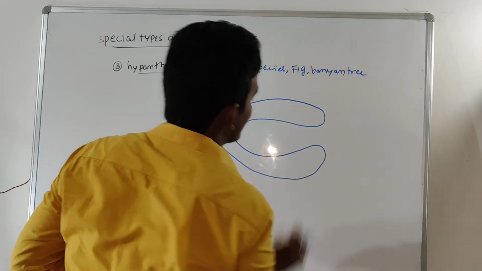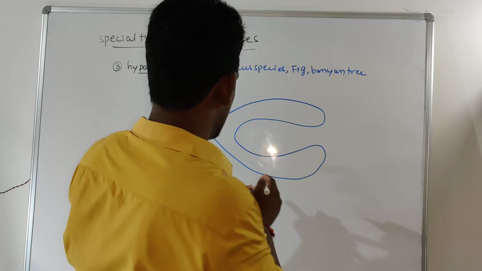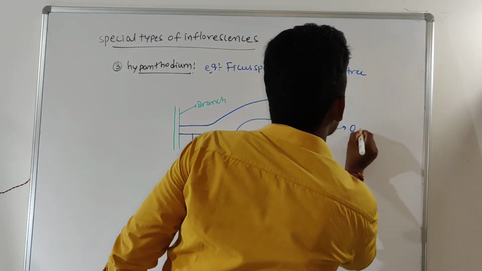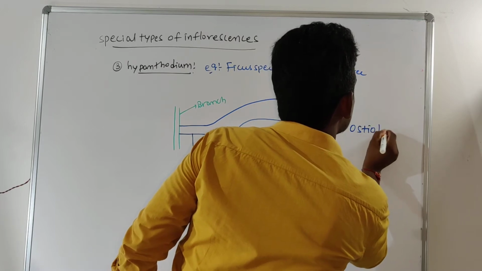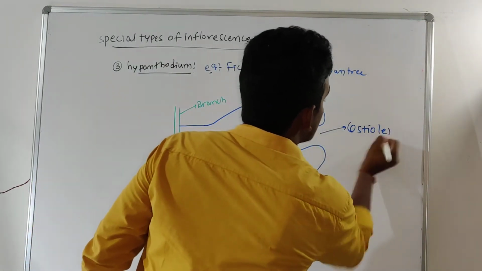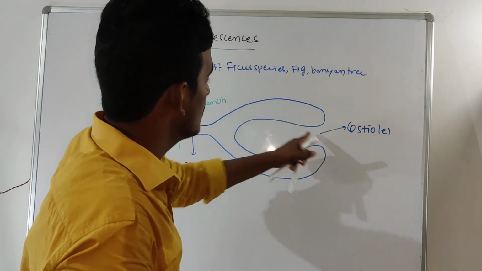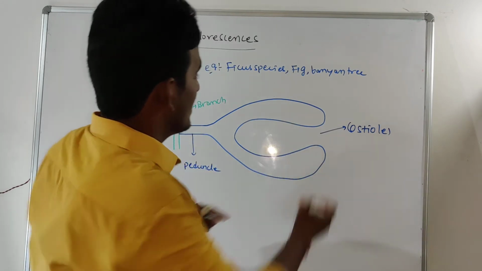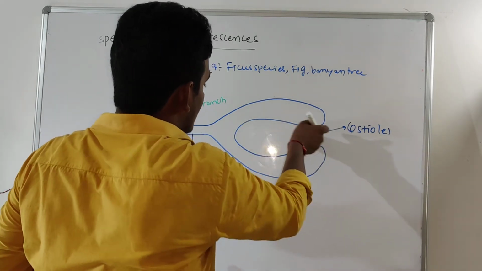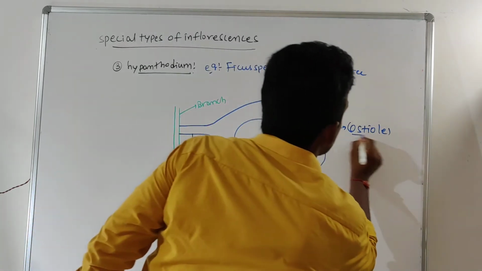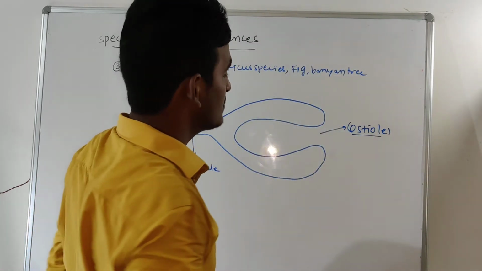Here it is leaving a pore-like structure, right? This pore-like structure we call the ostiole. What is the use of this ostiole? It is the way to make contact with insects. The insects come inside this inflorescence with the help of this ostiole only.